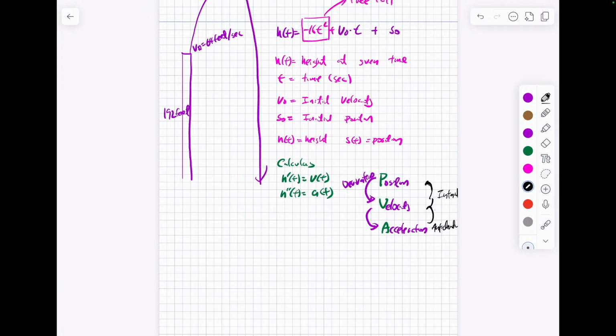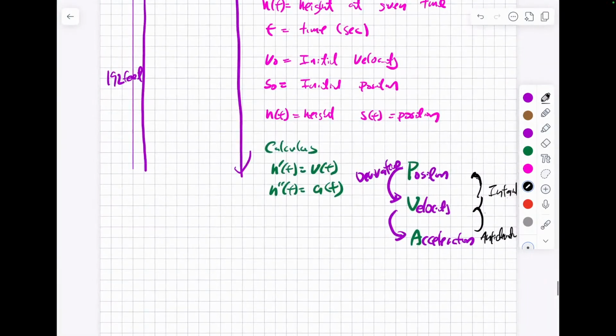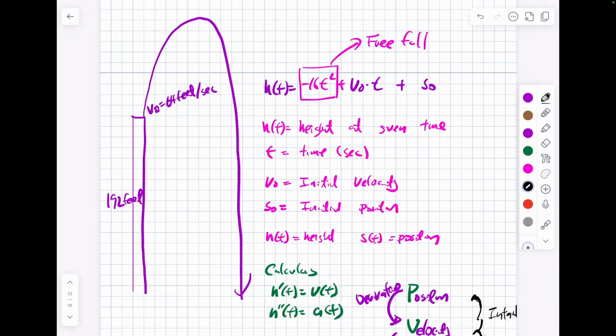Sure, can you read out what the formula says, just to make sure I'm writing it? h of t is equal to negative 16t squared, which is the free fall part. And the impact when you hit the ball is the initial velocity times time. So v0 times time, and then plus s0, the initial position. It's like at t equals 0, what is my position?